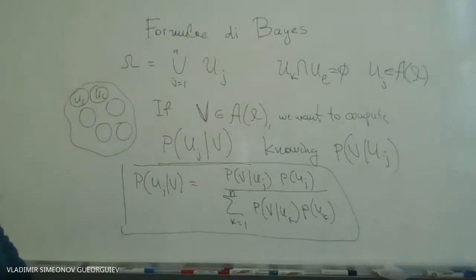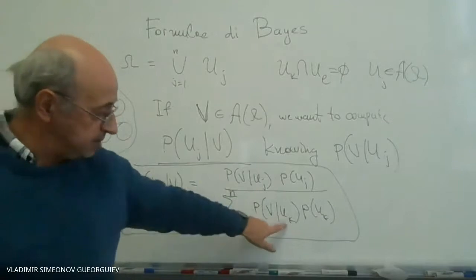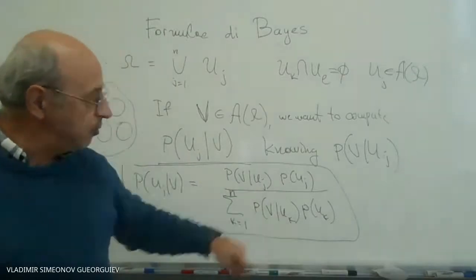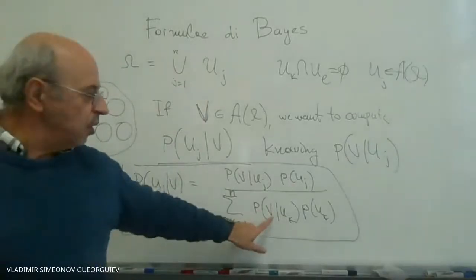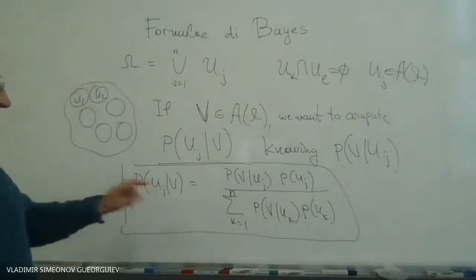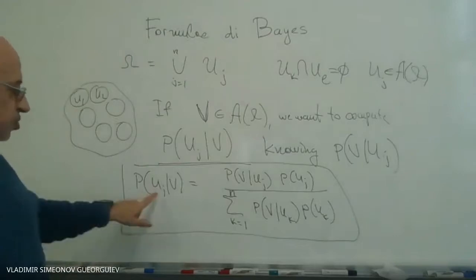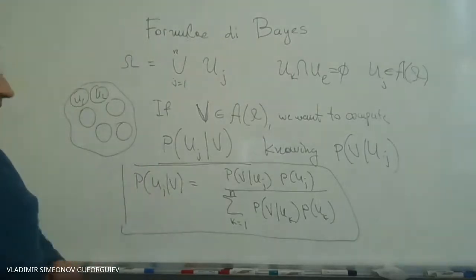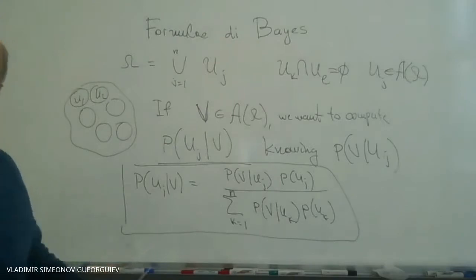This practically says, if we know all these probabilities, according to our division Uk, when Uk happens, we know the probability of V, then we can compute the probability that Uj happens, provided V occurs. So this is our purpose, and we can now make a very short break.